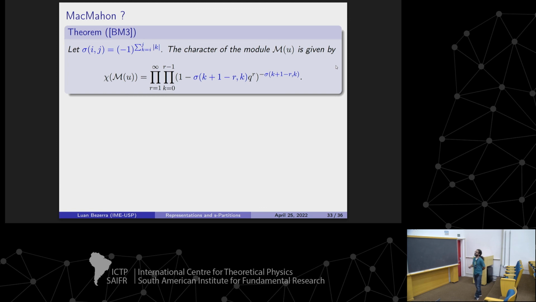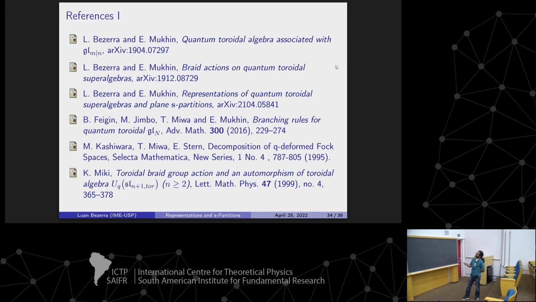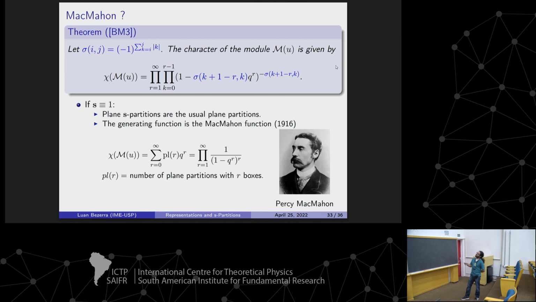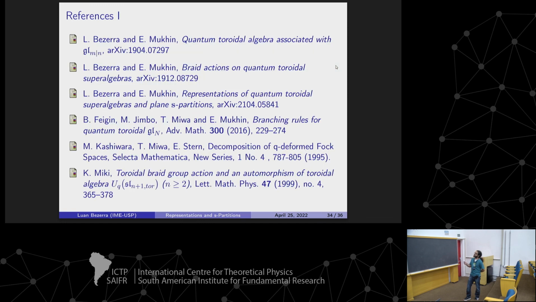And the reason that they get this name is because, well, the character, if you consider the grading given by the number of boxes, it's computable. And so this function that's in blue here is just counting the parity of the vectors that you are looking at when you're constructing the products. And then if you take the even case, so everybody here is just one, this becomes just the usual generating function for the plane partitions, which is called the MacMahon function. That's why we're calling these modules MacMahon modules. And this is it. Thank you.